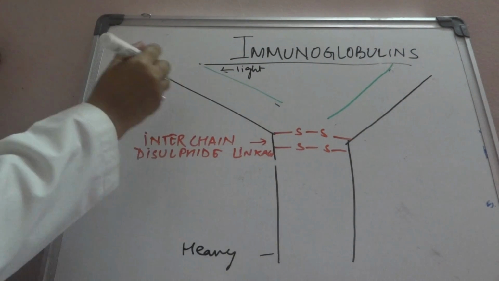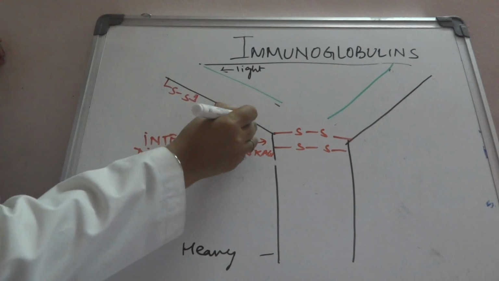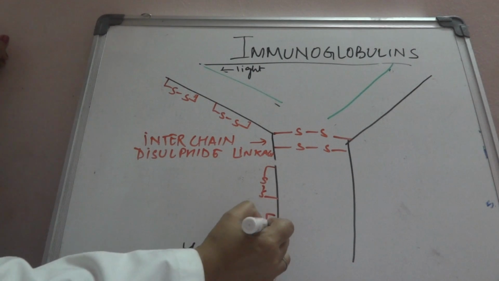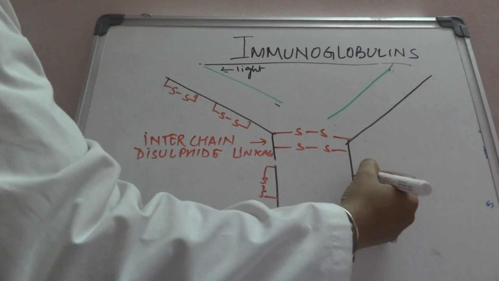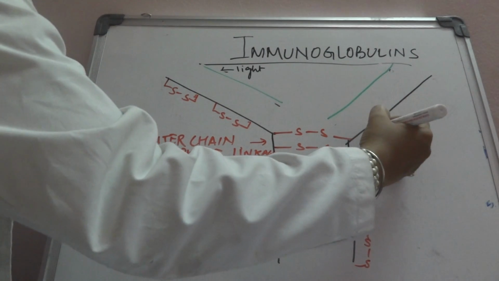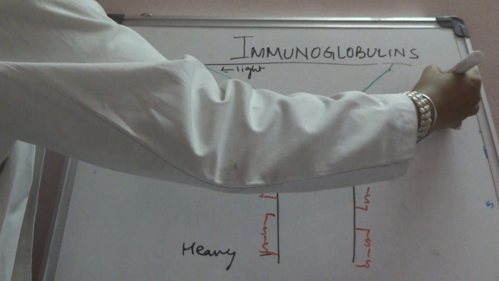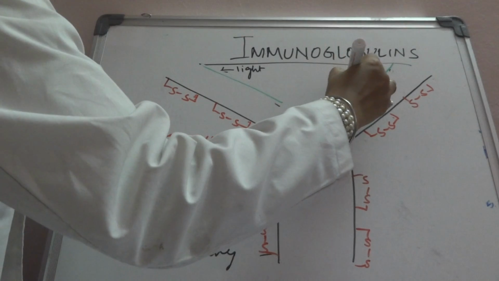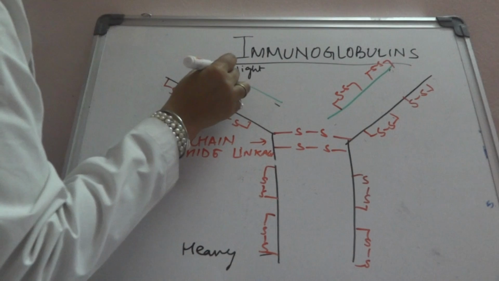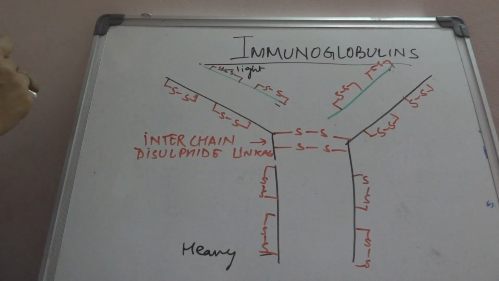But this is not all. There is an intra-chain disulfide linkage present everywhere, over here, here. You have to draw this in your exam also whenever it is asked. Immunoglobulins form a good short note, and they are an important MCQ point also. So these are the intra-chain disulfide bonds.